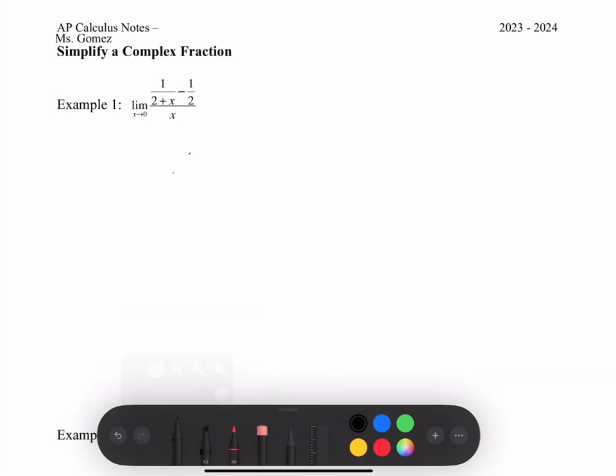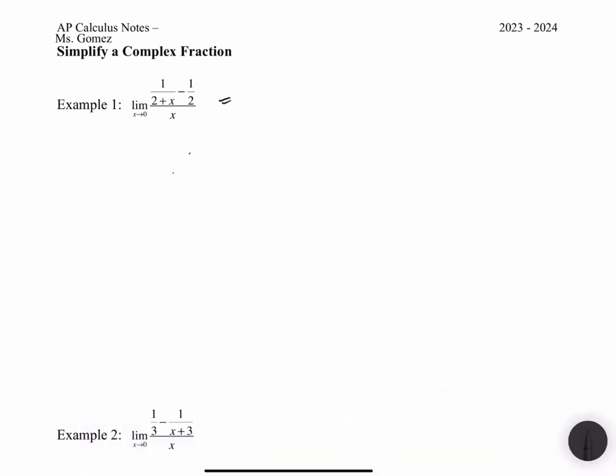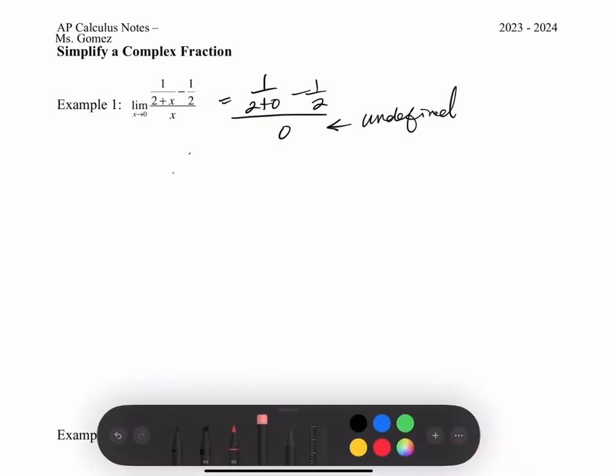And I can't use direct substitution because if I were to plug in 0 for x, again, I end up with undefined because I have a 0 in the denominator. So I can't really use direct substitution, and factoring just isn't an option either. So what we have to do for this problem is use a series of complex fractions where we are dividing a fraction by a fraction.